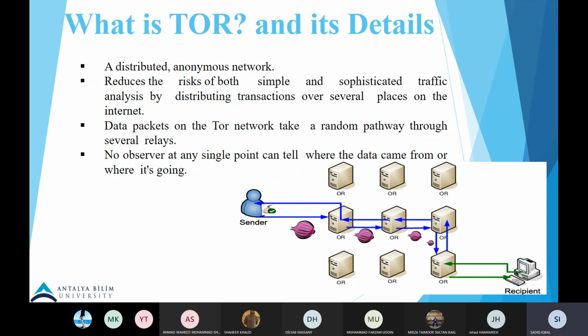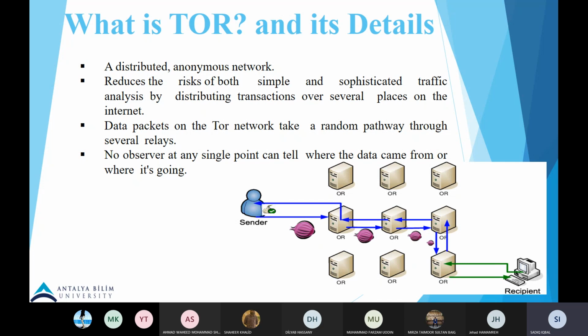How and why can an observer not tell? Because from the first router the data was encrypted, and then when it moved to the other router, the data was encrypted again. The message the user sent was encrypted in many layers. So until the message reached the recipient, no router knew what the message was or where it came from.